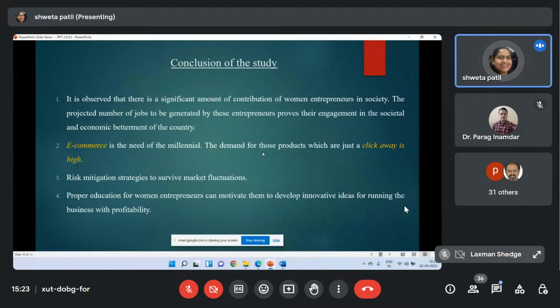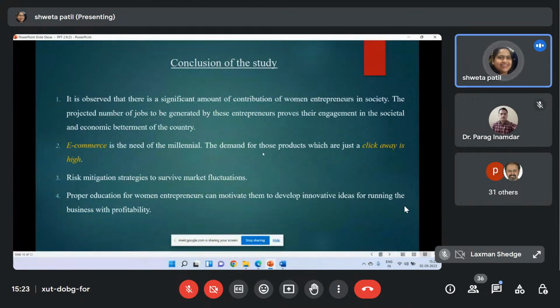Again, speaking about e-commerce, as it is the need of the millennial, where these women entrepreneurs also try to gear themselves up with e-commerce, it is surely going to help them sustain their business, retain their customers even better, and increase their scope.